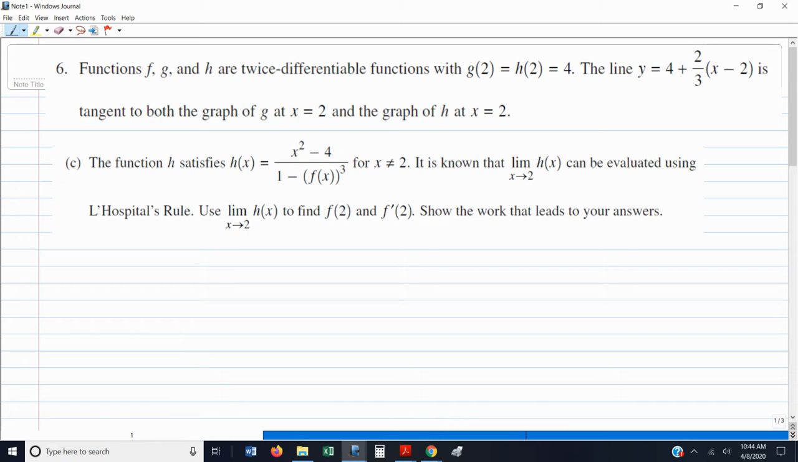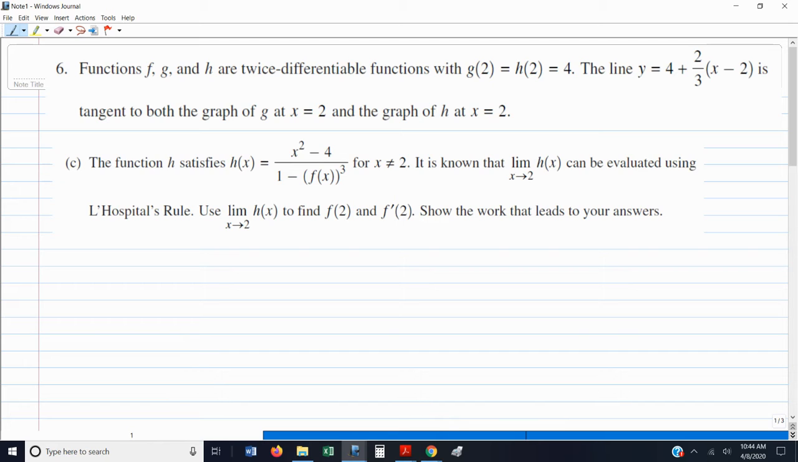Part C says that the function h satisfies h of x equals x squared minus 4 over 1 minus f of x cubed for x not equal to 2. It is known that the limit as x goes to 2 of h of x can be evaluated using L'Hopital's rule. Use the limit as x goes to 2 of h of x to find f of 2 and f prime of 2 and to show the work that leads to your answers.